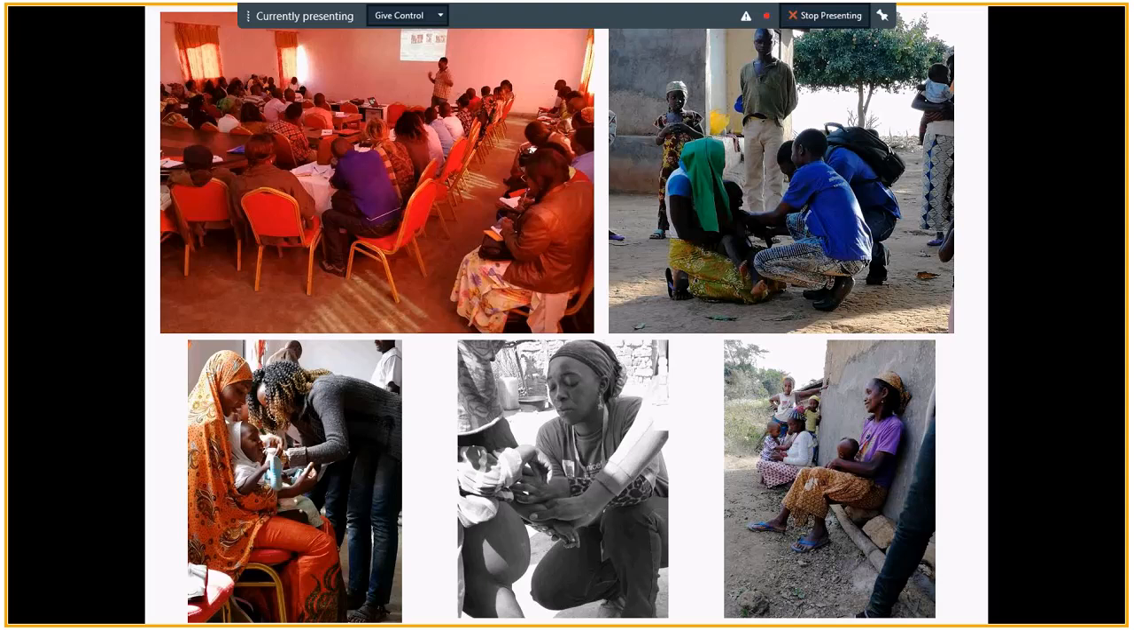A MUAC tape is a tape that can be used to measure the circumference of a child's middle upper arm in order to determine if they are acutely malnourished and what severity of the malnutrition is. She has one there. It's in black and white, so it's difficult to see. But that will fall into the nutrition series, hopefully.